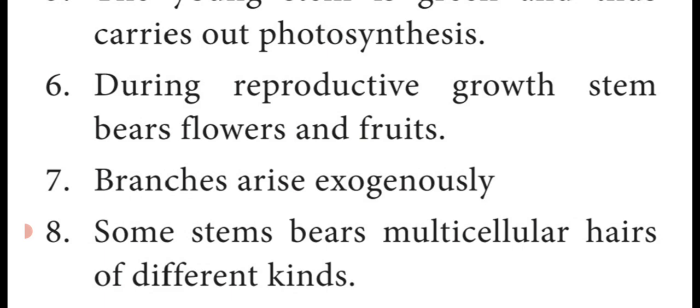Then branches are arising exogenously. What is exogenous in origin? It means the lateral branches of a stem which are arising from the cortical region of a shoot system. That type of origin is known as exogenous origin. So that's why the lateral branches arise exogenously.